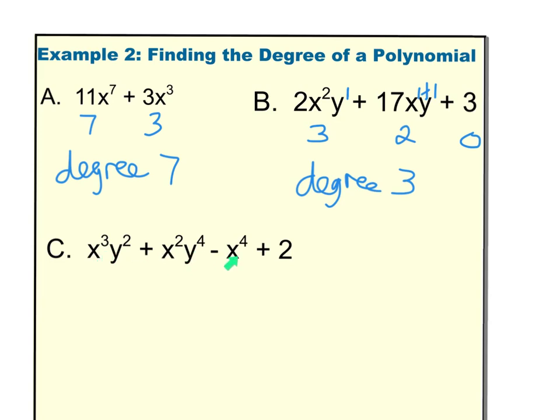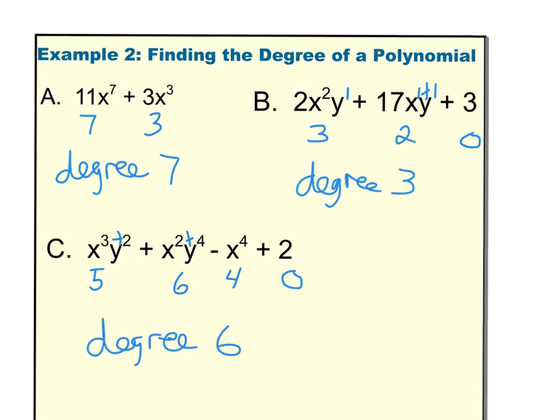We'll do it together. Here we go. 1, 2, 3, 4 different parts to this guy. So we're going to do each of these separately. The first one has a degree of 5. Would you agree 3 plus 2 is 5? All right. This one here is 2 plus 4. That degree is 6. The degree of the next one is 4. And the degree of the 2, the constant, is 0. Which of those numbers is the largest? Hopefully you're saying 6. So the degree of this guy is 6.